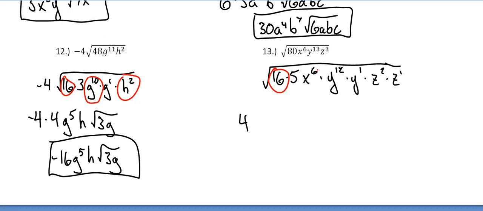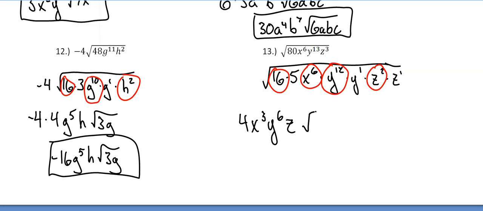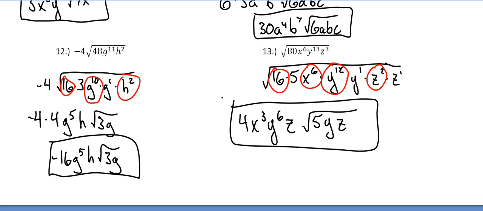The square root of x to the 6th, I divide the exponent by 2. That's an x to the 3rd. The square root of y to the 12th, I divide the exponent by 2. That's a y to the 6th. And then I still have that z hanging out over here. The square root of z to the 2nd, that's z to the 1st. Again, I'm dividing the exponents. And now I still have the 5, the y, and the z all trapped underneath there. And I'm done. Okay?